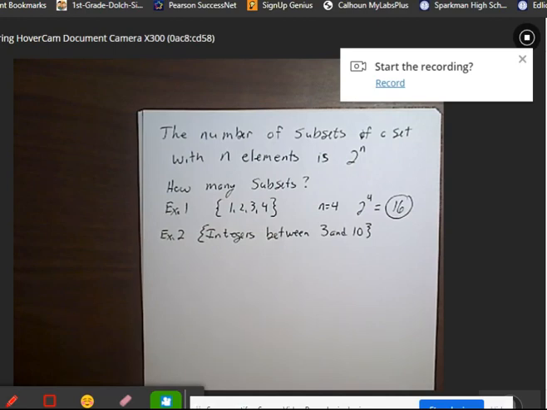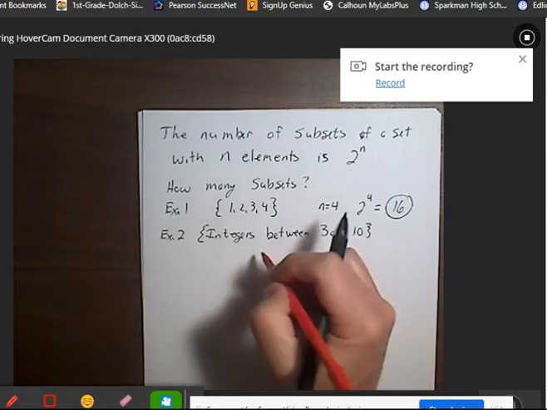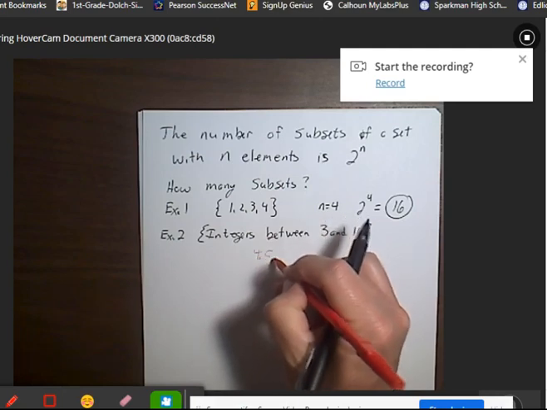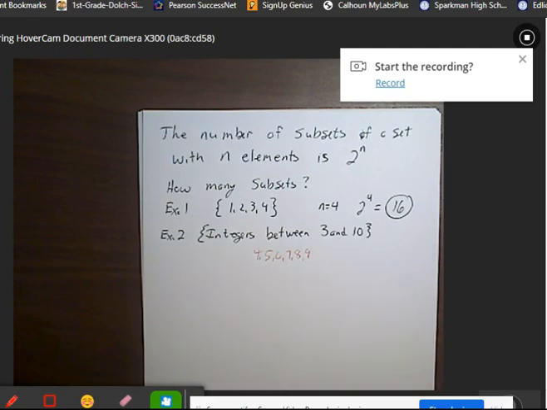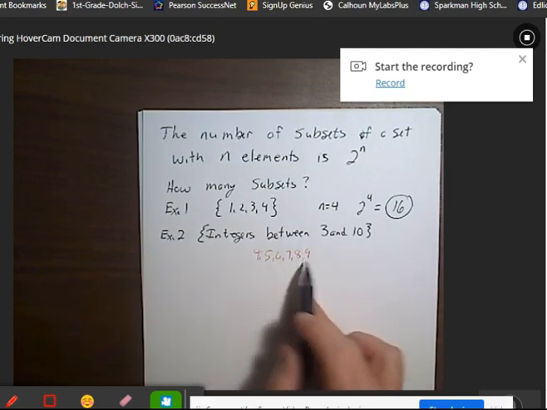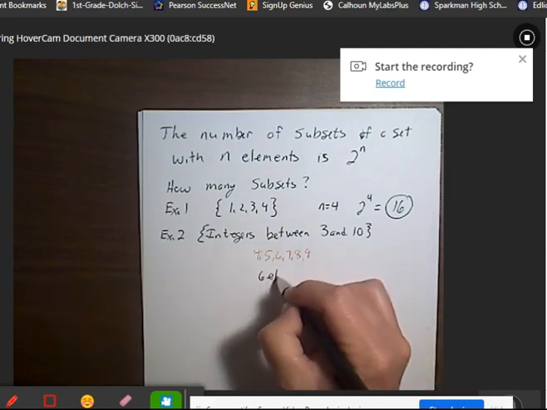And they should tell you that if they're talking about between 3 and 10, they don't really mean that you're counting 3 and 10. Leave 3 and 10 out. It's almost what they're saying. So really for this one, that would be 4, 5, 6, 7, 8, 9. So you've got 1, 2, 3, 4, 5, 6 elements.